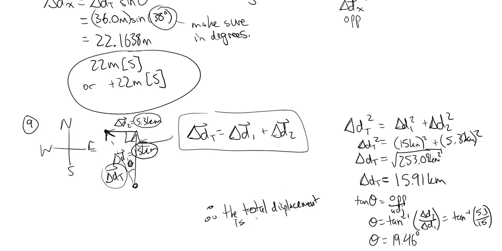is 2 sig digs, so it's 16 kilometers, and it is going to be, according to the diagram, north, and then 19 degrees, 2 sig digs, west in this case. So that's our total displacement for this question.